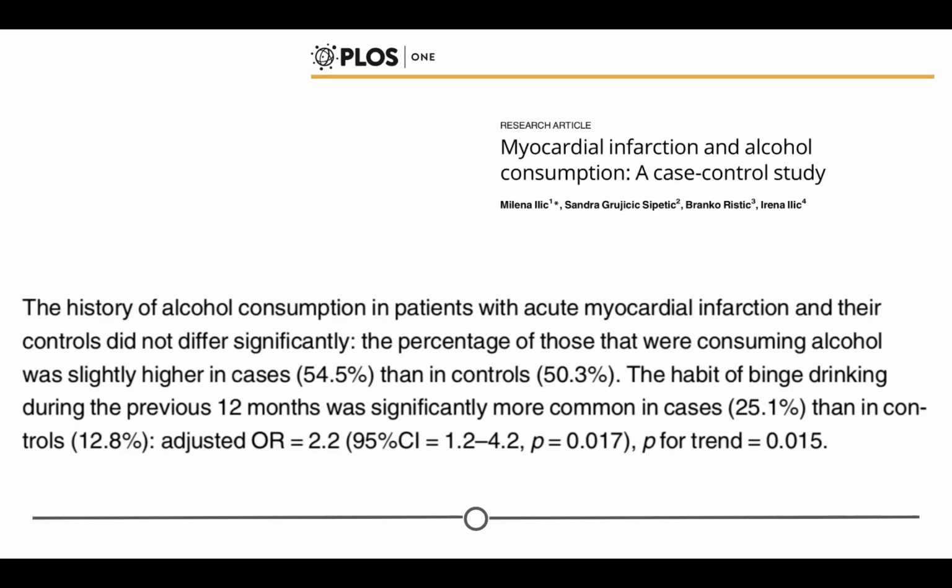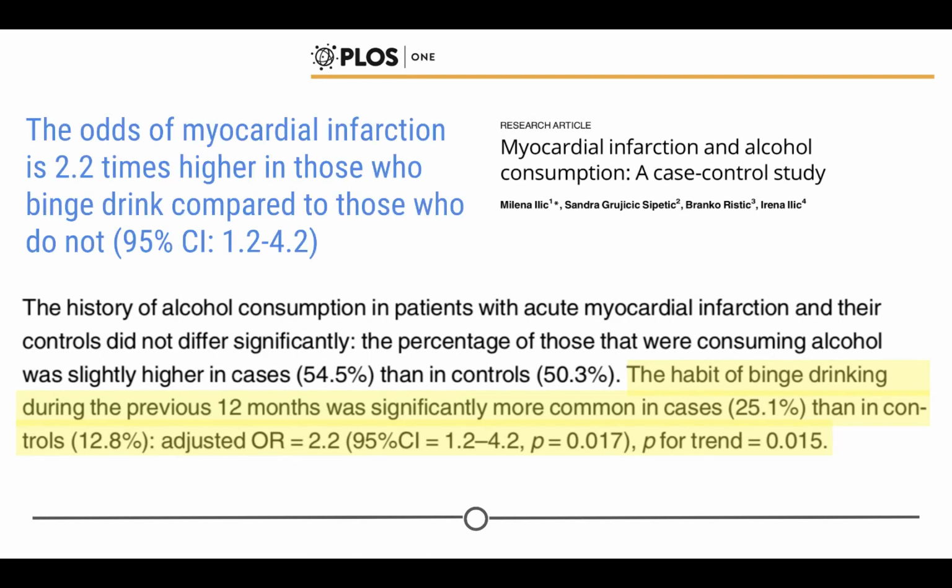Okay, so let's look at an example. Here's a study that looks at the relationship between myocardial infarction and alcohol consumption. It states, the habit of binge drinking during the previous 12 months was significantly more common in cases than controls, adjusted odds ratio of 2.2. This can be interpreted as the odds of myocardial infarction is 2.2 times higher in those who binge drink compared to those who do not, with a 95% confidence interval of 1.2 to 4.2. And you can find this article in PLOS One.